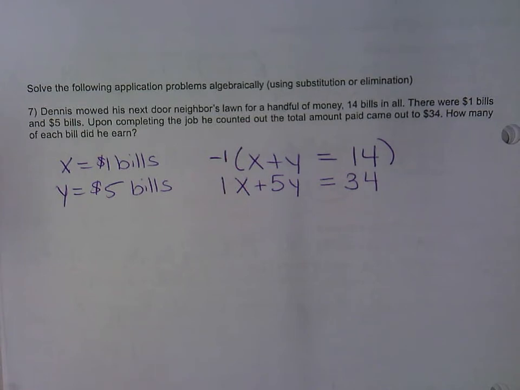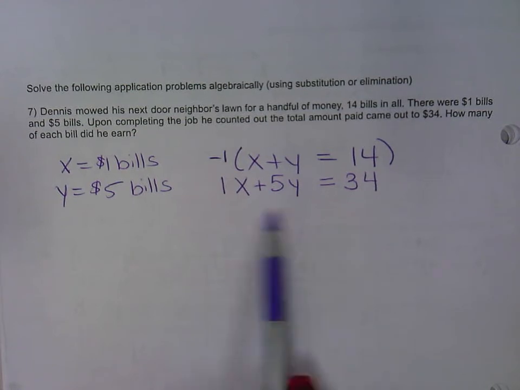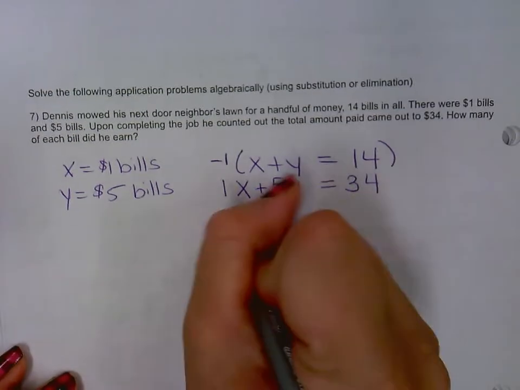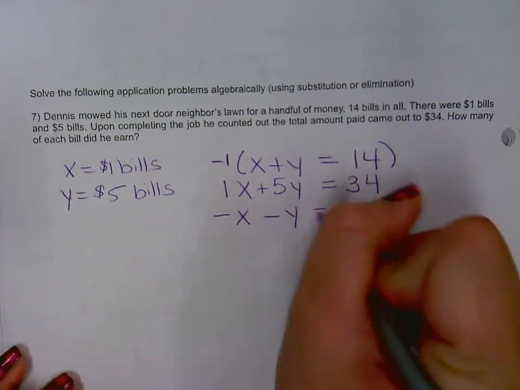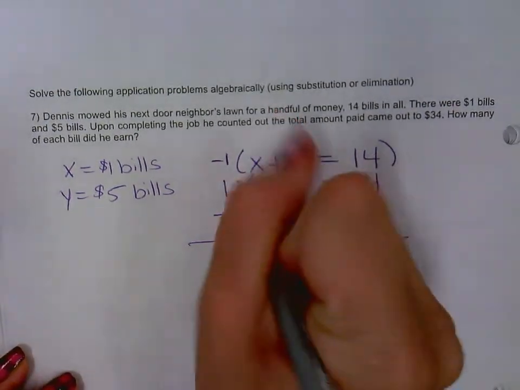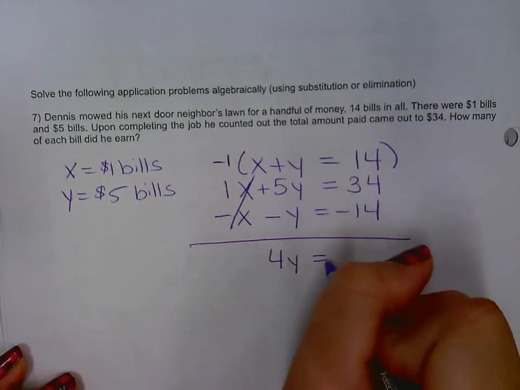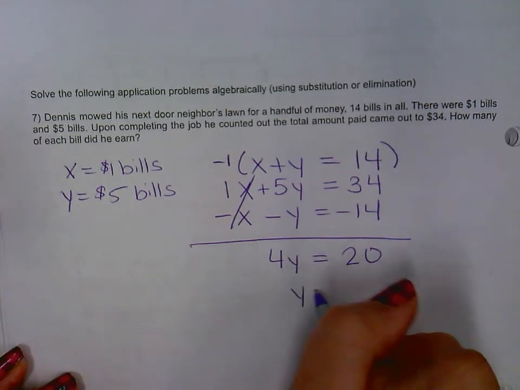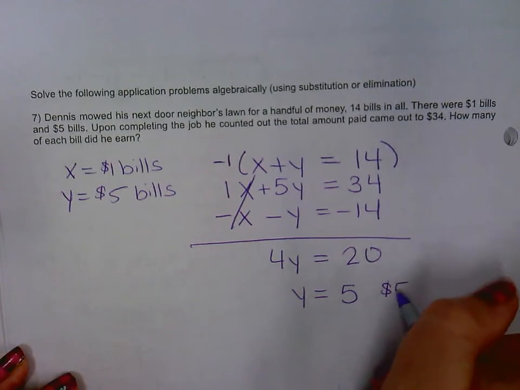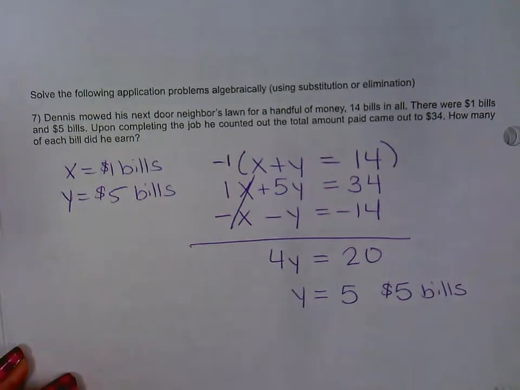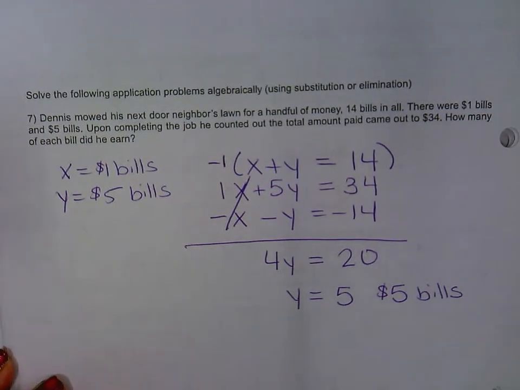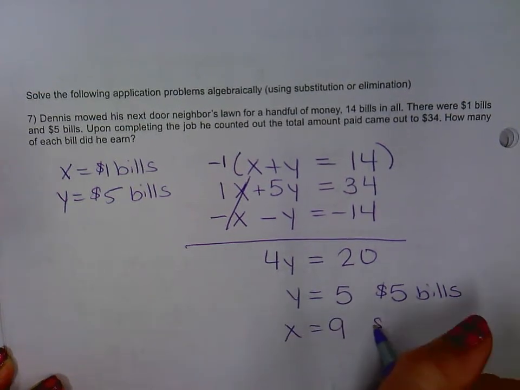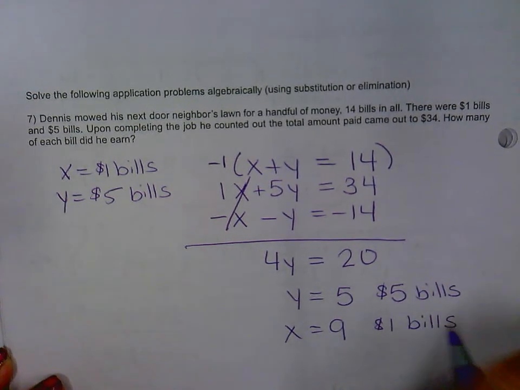So go ahead and multiply the top equation by -1, write it down here underneath, and see if you can do elimination and solve for your number of bills. -x, -y, -14. I get 4y equals 20. So y was $5 bills. Does that sound right? Because 5 times 5 is $25. And then you needed 9 $1 bills to get to $34.